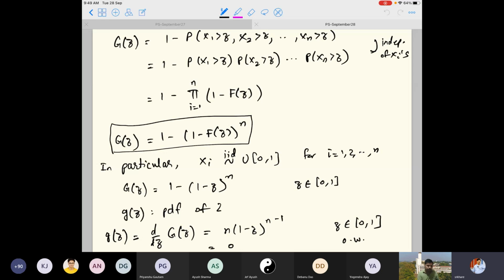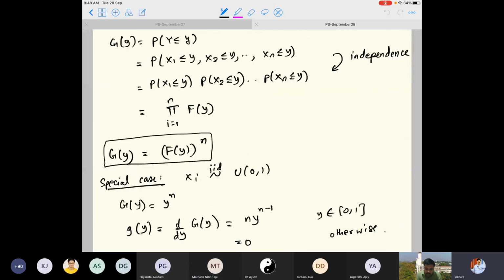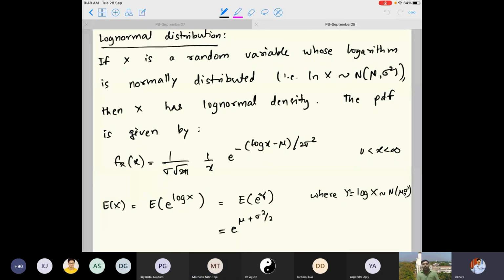Sir, can you once explain the transformation in the log normal distribution? Transformation in log normal distribution. So log normal distribution: you have X, a random variable whose logarithm is normally distributed. Then you will call X a log normal random variable. So what do you have? You have log of X to be a normally distributed random variable. Okay, that is what you have.